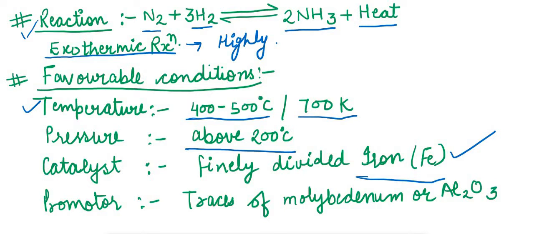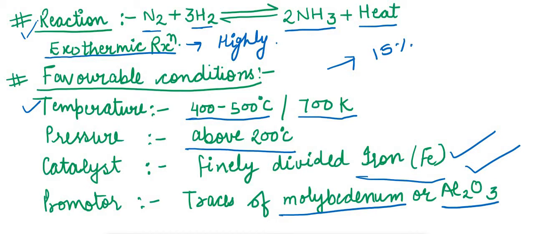And the next is the promoter. The promoter is a substance that helps the catalyst, promoting it to work properly and fast. Traces of molybdenum metal, or maybe Al2O3, that is alumina, are used here to promote the finely divided iron particles to catalyze the reaction faster. The rate of conversion is such that about 15% of the reacting material is converted back into ammonia. The rest of the particles that are not converted get back into the reactant particles.